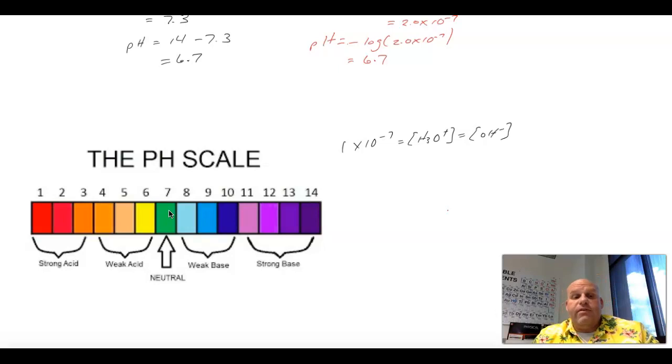Anything below 7 would be considered an acid. Anything above 7 would be considered a base. Later on, we're going to talk about relative acid-base strengths in a future section, but basically, the further away from 7, the stronger the acid going in that direction, or the stronger the base going in the other direction.